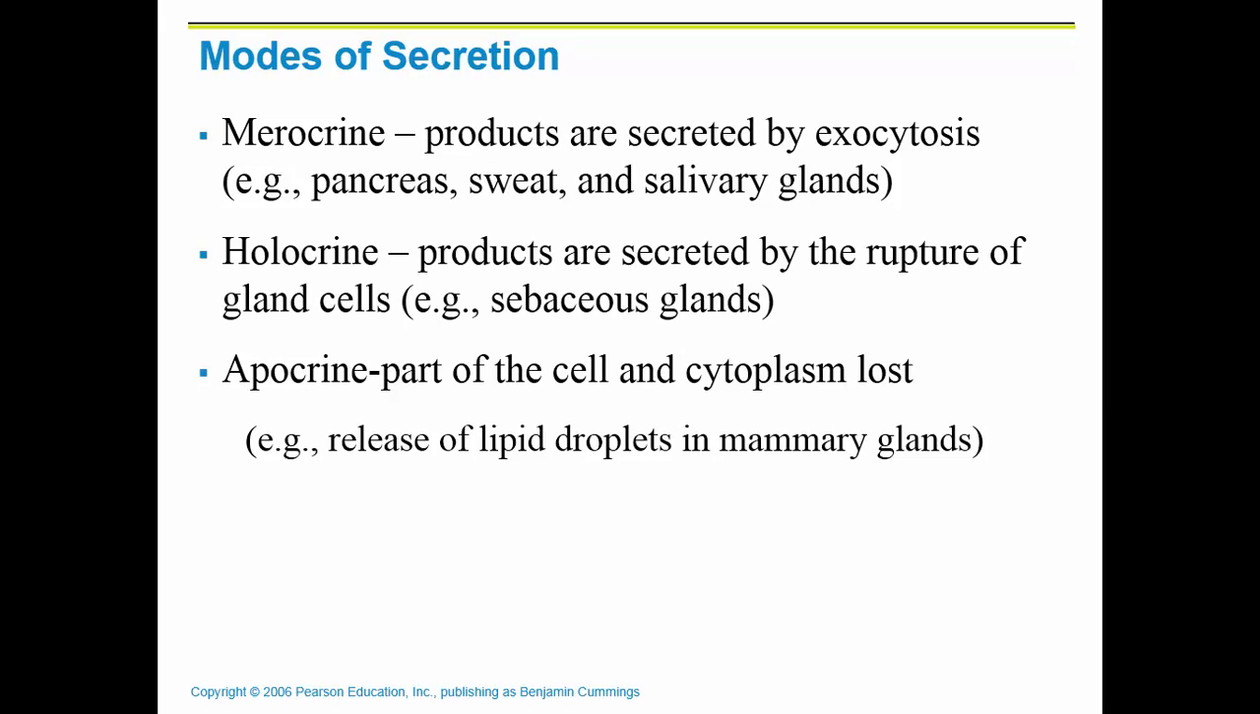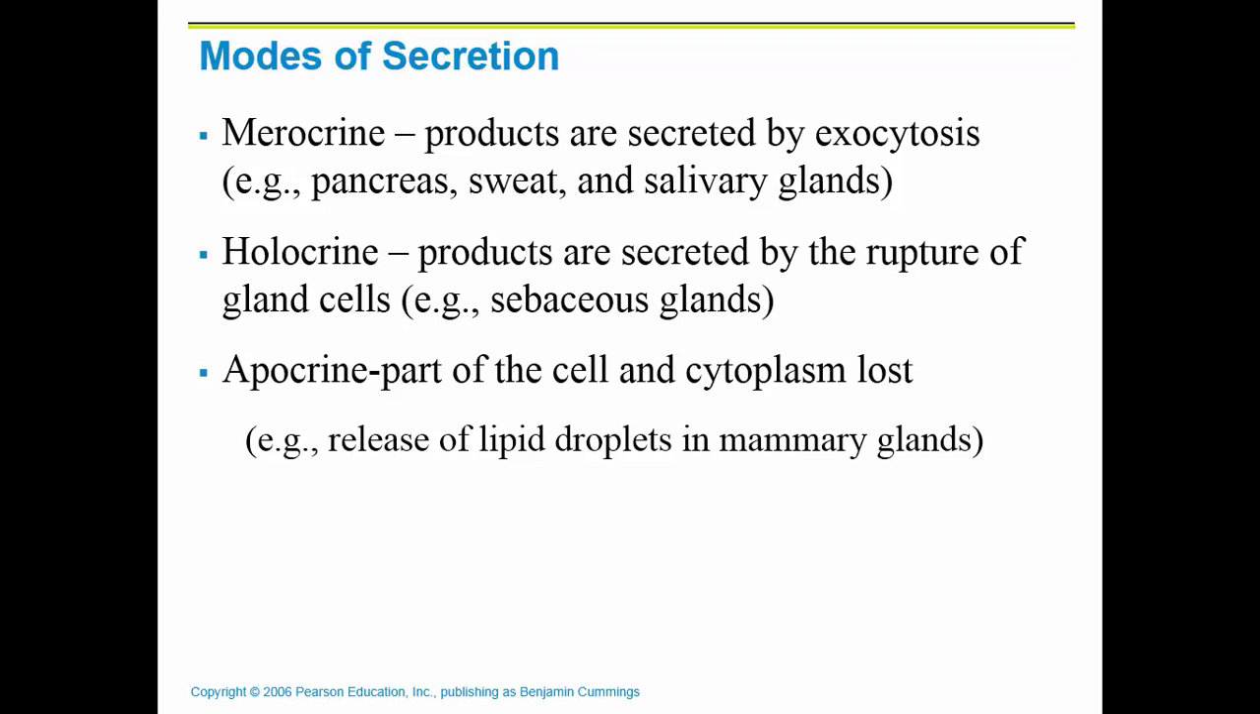A merocrine gland produces whatever it's going to produce, and it is secreted by exocytosis. So that is where a vesicle is going to take something out of the cell and spew it onto the other side of the cell membrane.